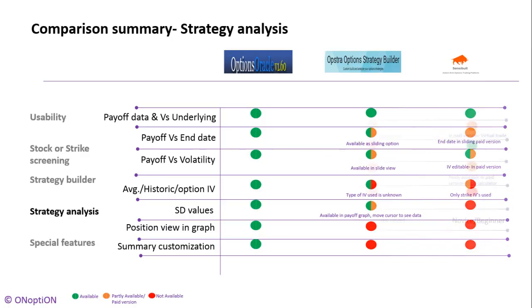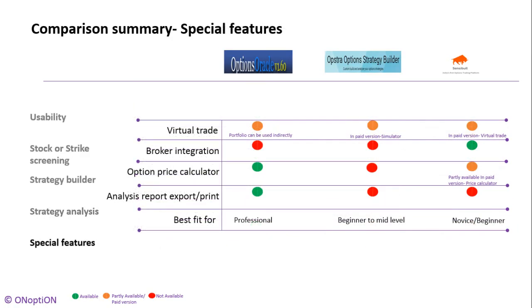Special features: virtual trade is possible in Sensibull. That's quite a nice feature, but it's a paid version. Opstra also has a simulator which is in the paid version. OptionsOracle doesn't have it directly, but indirectly you can achieve that in the portfolio. You can add your strategy and check at any point of time, and you will come to know what the value of it is. So it's kind of a virtual trade anyway.